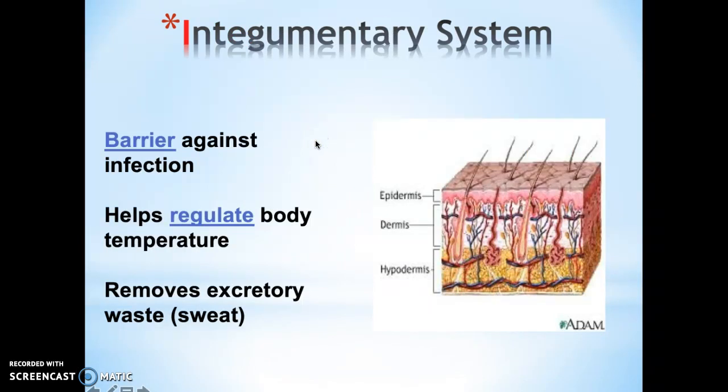The next one is called the integumentary system. And the integumentary system basically consists of your skin. There's different layers of your skin, but what you have to remember is that the skin is basically a barrier between the outside of your body and the inside of your body. So this barrier protects you against infections. It also helps regulate body temperature, and it removes excretory waste.